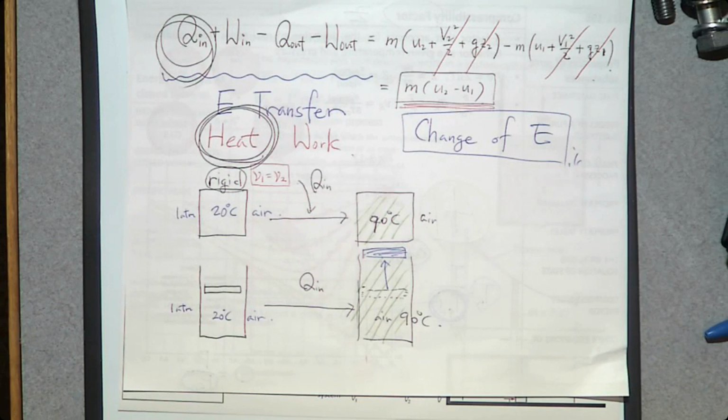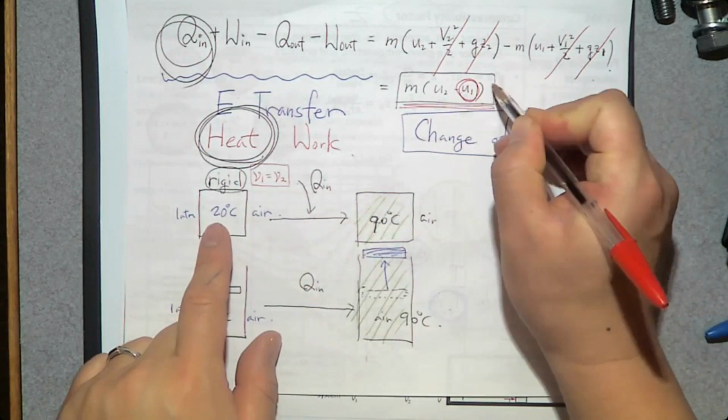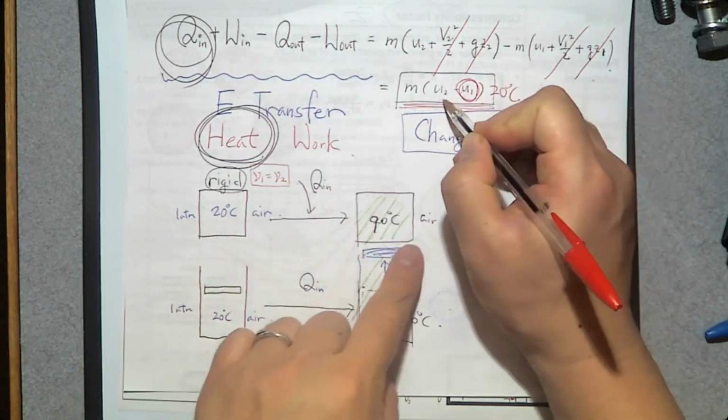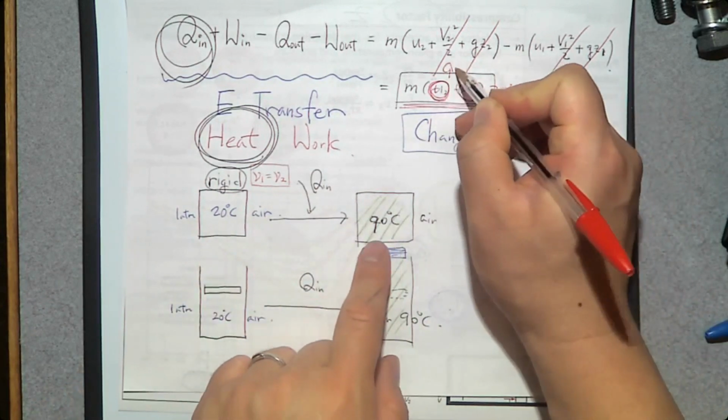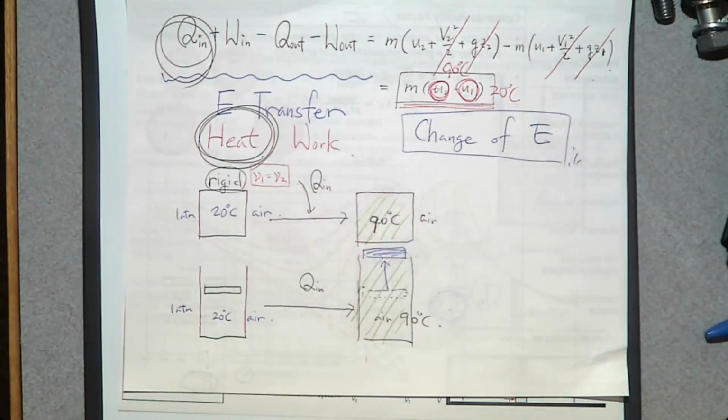If you look at the right-hand side, the right-hand side shows the change of energy. So this U1 represents 20 degrees Celsius. This U2 represents 90 degrees Celsius. So in this right-hand side, can it explain the difference in the total energy between here and there? It can't. Why? Because of the expansion.